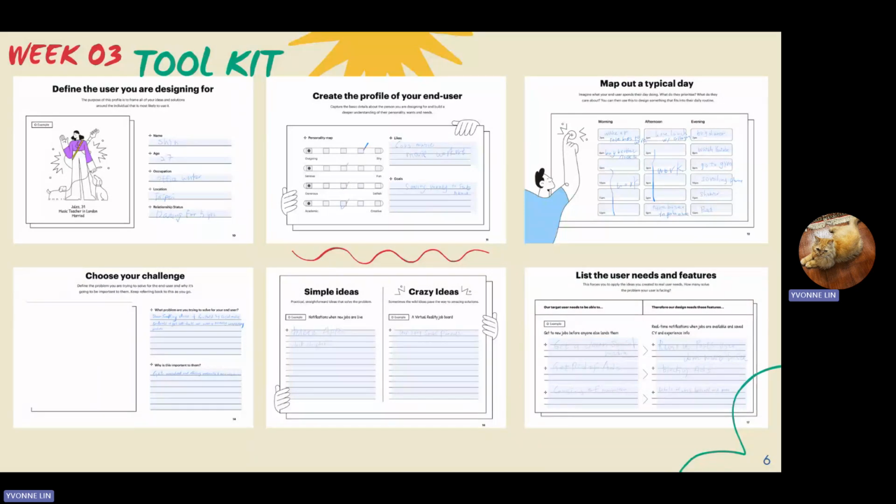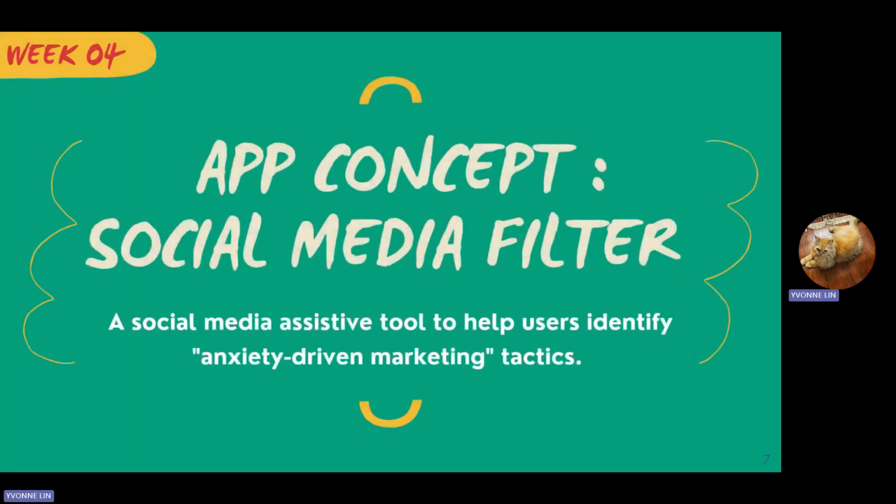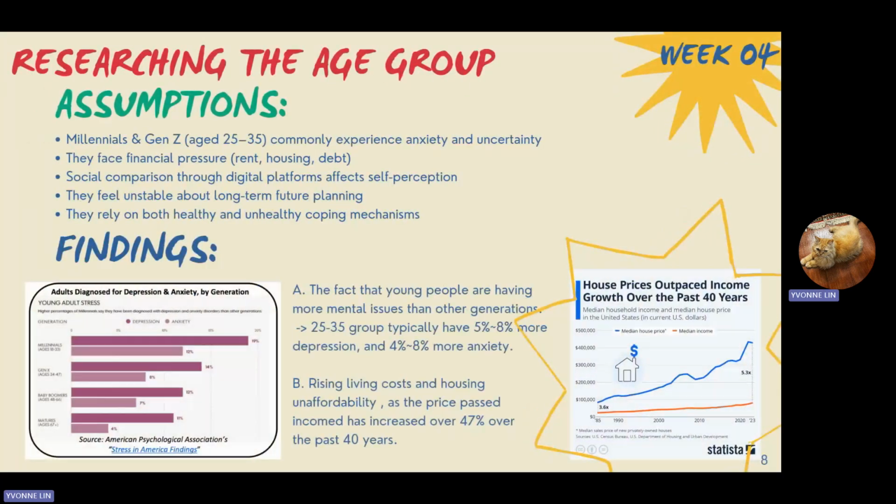This is a design toolkit I use to better understand my target users and their daily routine. It helped me identify situations where people are more likely to be affected by anxiety-driven content. This simulation shows that people are more likely to get triggered when they're bored, stressed, or feeling insecure. Based on these insights, I developed the idea of a social media filter. The aim is to help users recognize these anxiety-driven marketing tactics and become more aware of how certain posts are trying to influence them. Upon further research, I found two key insights.